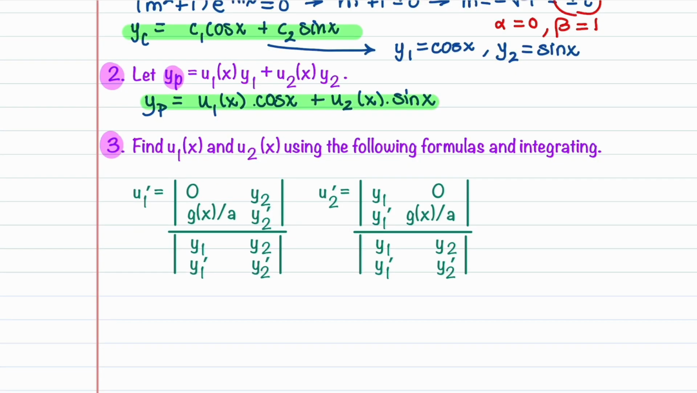In step 3, we are going to find u1 and u2. Remember, here's u1 and there's u2. Instead of going through the derivation and imposing the standard condition that you have to impose, I think it's easier to just look at these formulas and find u1 and u2. Let's first look at the formula for u1 prime. u1 prime is the matrix 0, and then g of x. G of x is our right-hand side.